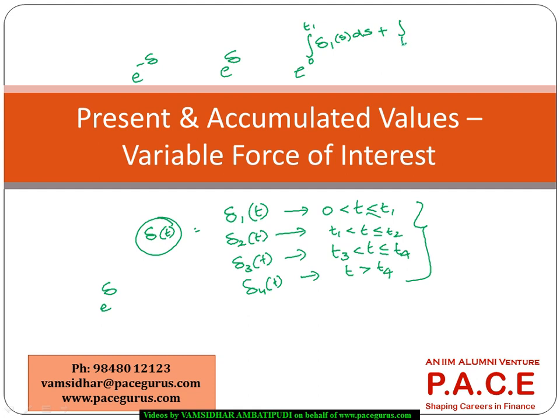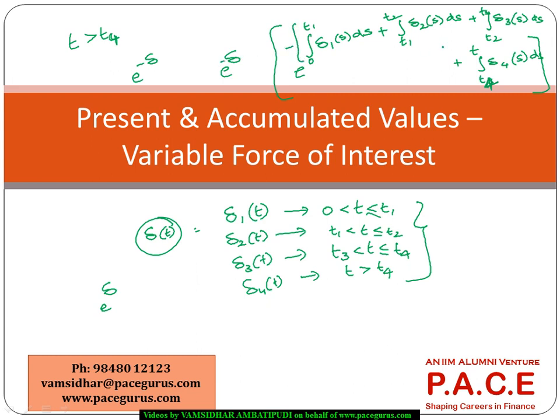In the same power, I'll put all the terms together. Between t1 and t2, I'll take delta 2 of s ds. Between t2 and t3, delta 3 of s ds. And finally, from t3 to t, delta 4 of s ds, especially if I'm looking at a t which is greater than t4. I'll use this entire formula to obtain the accumulation factor of a cash flow, and I'll use minus delta across to get the present value factor.